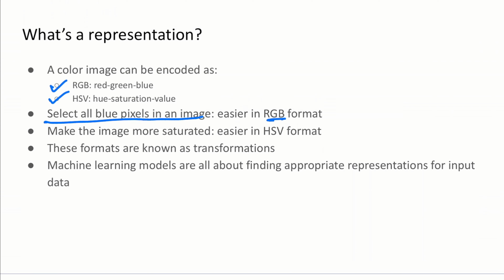And if the task is to make the image more saturated or less saturated, it's much easier in HSV format. So these are two representations for your given task. And these formats are also known as transformations. So machine learning models are all about finding appropriate representations or transformations for your input data.